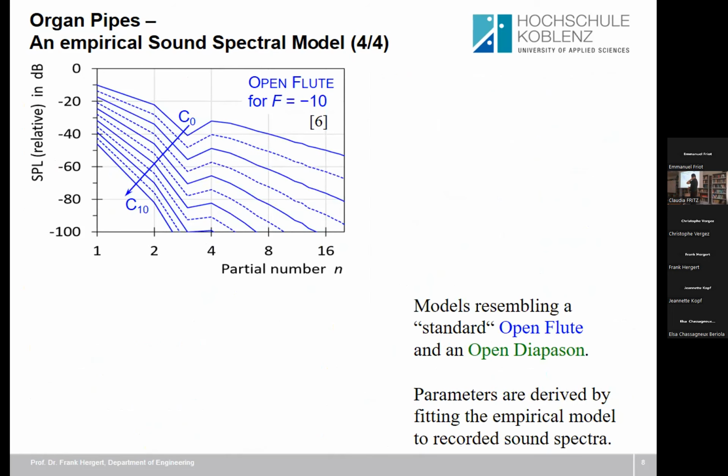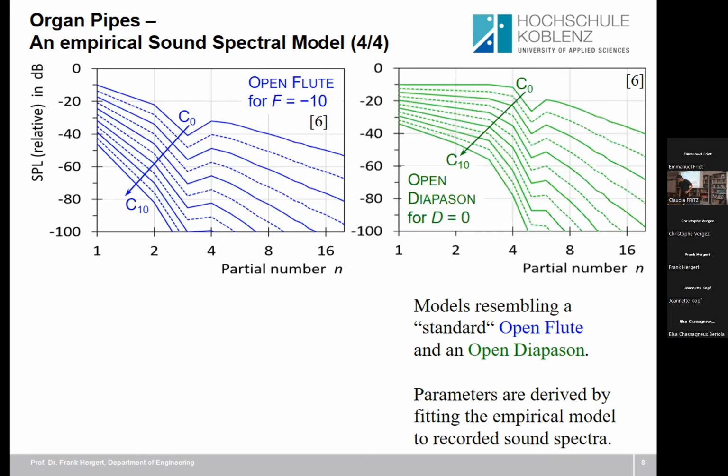I also looked, after having measured all these different flutes, at what could be a typical standard average flute. So the typical open flute, for example, this one, if I pull the stopper, then it's an open flute. And a typical open flute, this would be from metal, could look like this. This would be a model from C0, 16 hertz, up to C10, which is around 16,000 hertz.